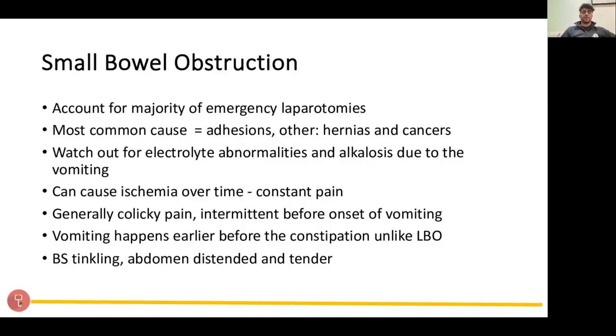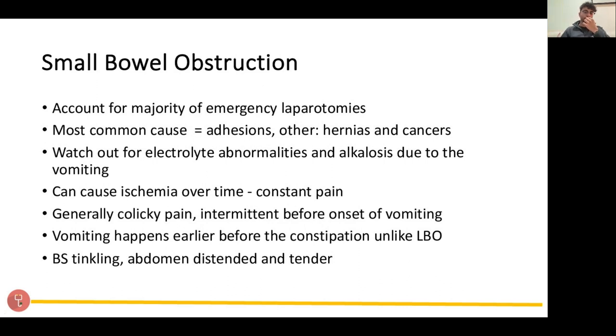Small bowel obstruction accounts for a majority of the emergency laparotomies done in the hospital. The major cause is adhesions. The other two most common causes are hernias and cancers, accounting for 5% each. One thing you need to look out for is an electrolyte abnormality causing an alkalosis due to the vomiting. Over time, this can cause ischemia. The way to think of it causing ischemia is if you stretch out the bowel further and further, it becomes so stretched that it starts to lose the blood supply, and the blood supply begins to be blocked, and so you get ischemia over time.